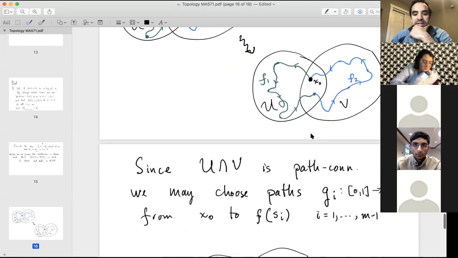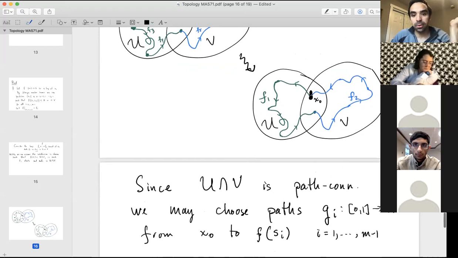So now, what's the problem with this picture? I split my loop into pieces such that each one lives in U or V, but the problem is that these pieces are not loops. Remember, in order to prove that phi was surjective, I wanted to give you a decomposition of your loop in terms of loops in U and loops in V. But F1 is not a loop in U. F2 is not a loop in V. How do I make them loops?